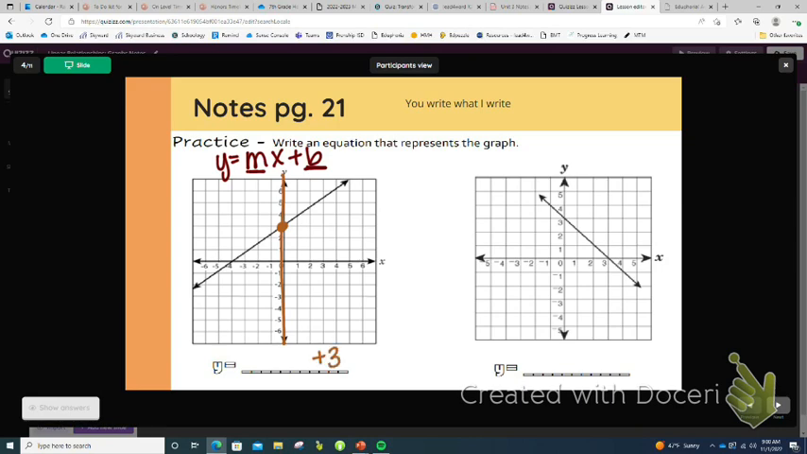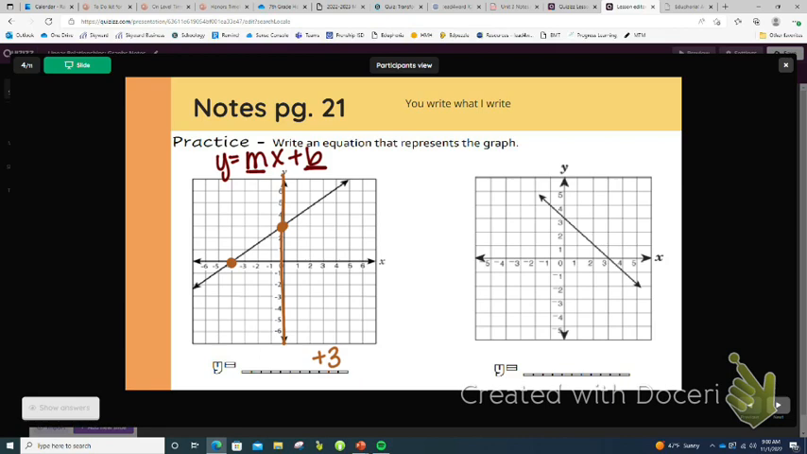Now what we're going to do is identify another point where it crosses exactly at an intersection. And I see that that might cross exactly right here. It's not always going to be on both of the axes. That just happened to be the case this time.